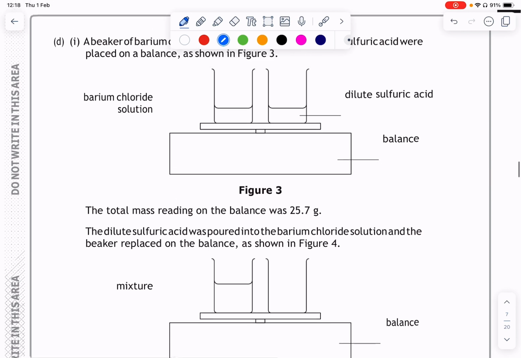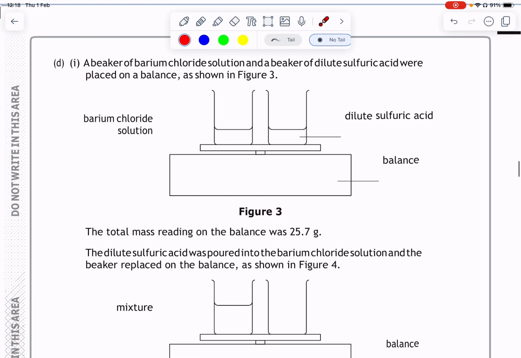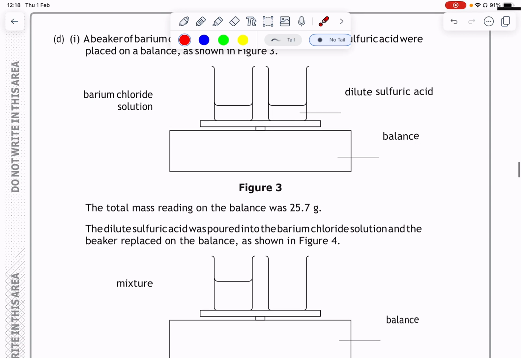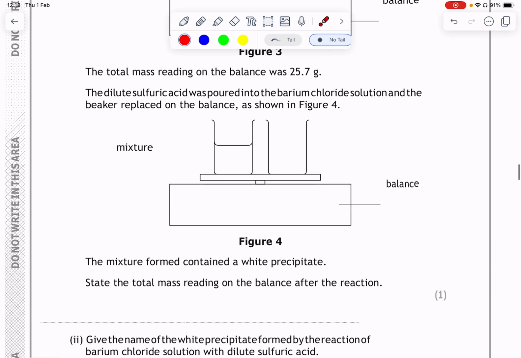Okay, next one here. We've got a beaker of barium chloride and sulfuric acid were placed on a balance, as you can see here. And the total mass of these two at the beginning was 25.7. They've then poured the sulfuric acid into the barium chloride into one beaker, as shown here, and it wants to know after the reaction's taken place. We get a white precipitate, and it says state the mass on the final beaker.